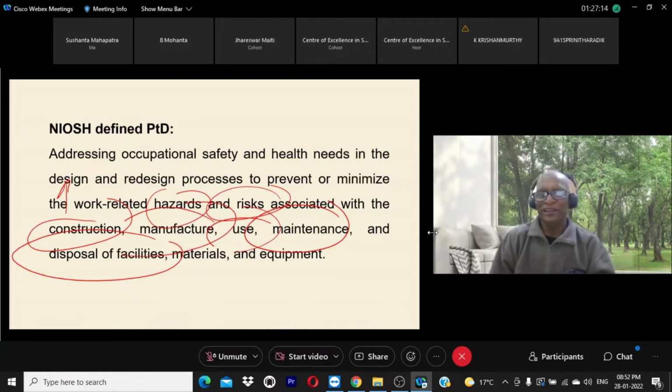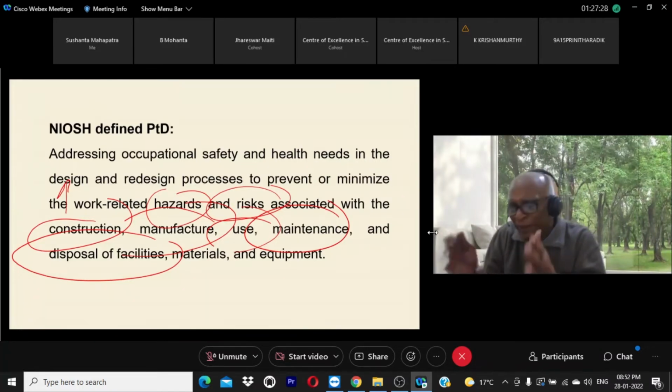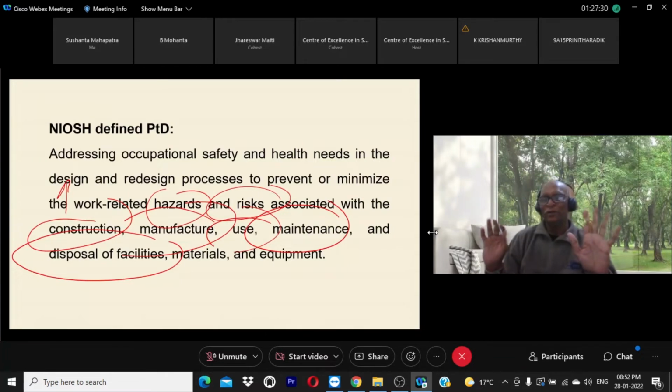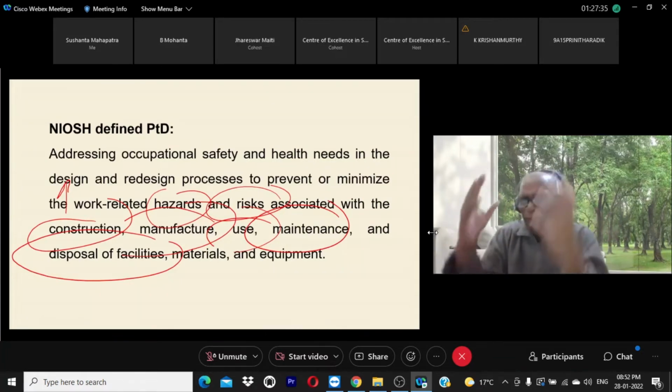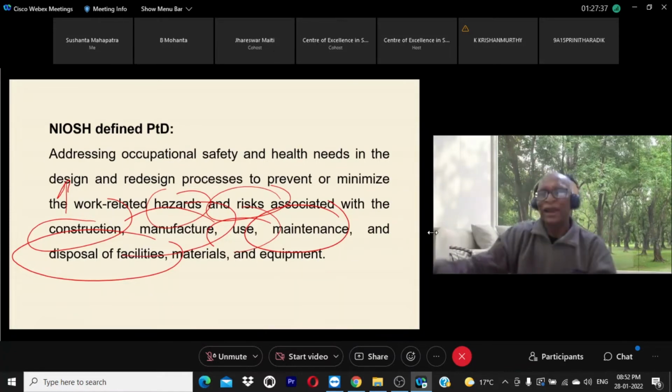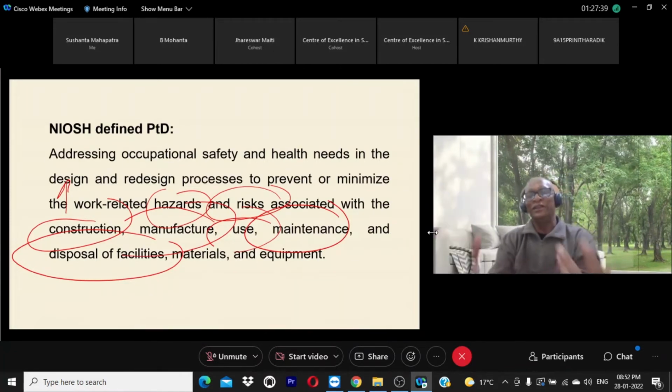Still you can apply it. That is why we have coined PtD, prevention through design, and prevention through redesign. It should be applied at the construction, manufacture, maintenance. In your maintenance, PtD is not applied now. Apply it with prevention through redesign, with the same principles: understanding the hazards, calculating the risk, and putting the interventions.